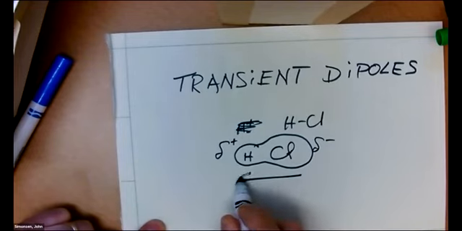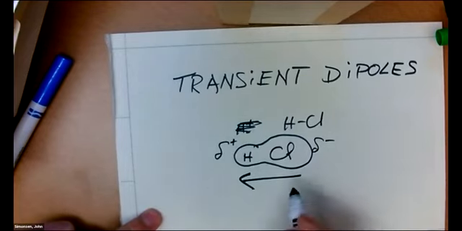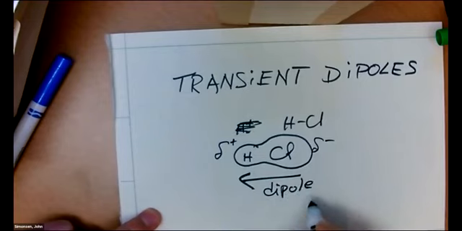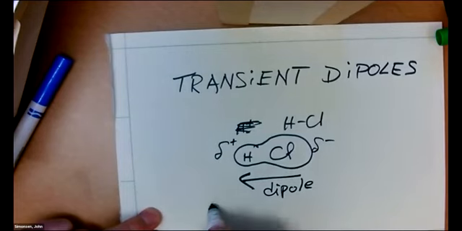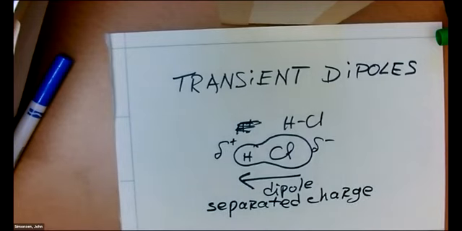And so this will give you a dipole. If you draw it from minus to plus, that's just convention. There's nothing fundamental about that. So this will give you a dipole, which means separated charges. When you have charges that are separated, a plus and a minus, you've got voltage and all that kind of stuff.